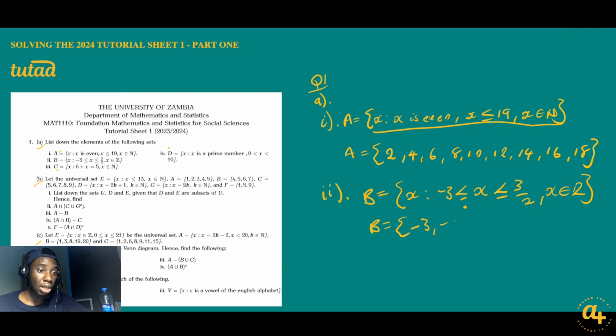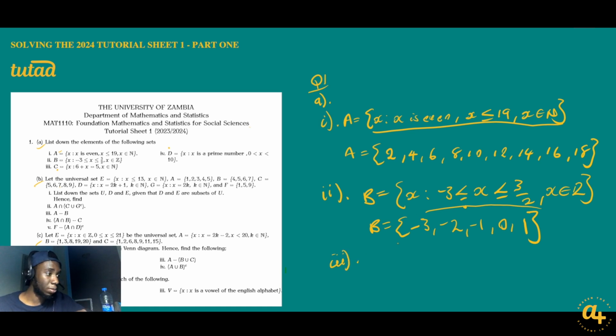-3 here, then we're going to have -2, then -1, then 0, and finally 1. And by doing so, we've basically listed down the elements of set B based on the description that we've been given here about set B. Okay, so now let's move on to Roman numeral 3 of part A.